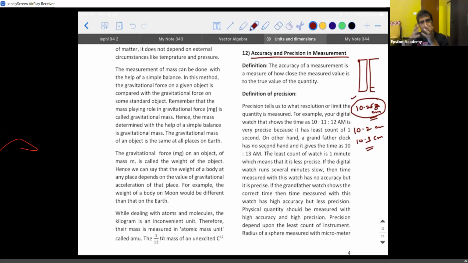So this is a word which is again close to accuracy. It's confusing me. No, I have three readings in my hand: 10.258, 10.2, and 10.3. You people told me 10.3 is more accurate. Okay, that is right, and the answer is noted.